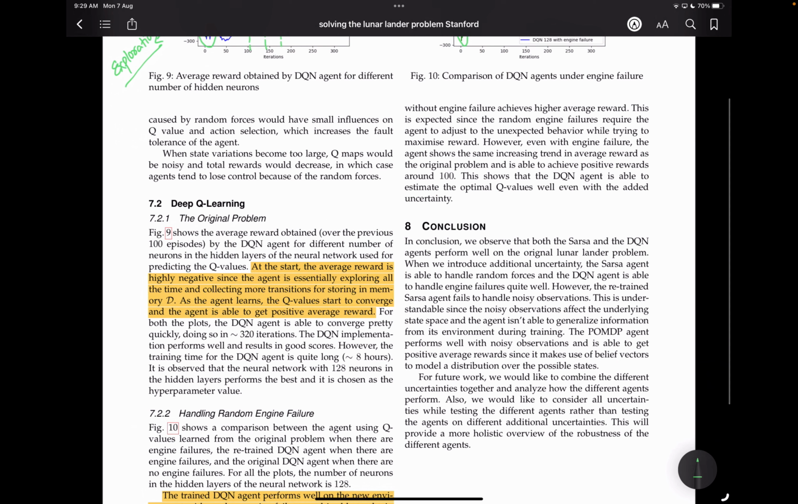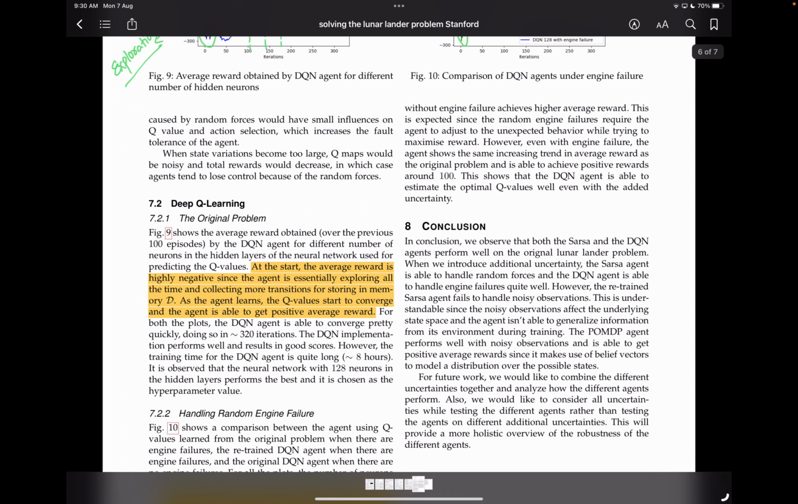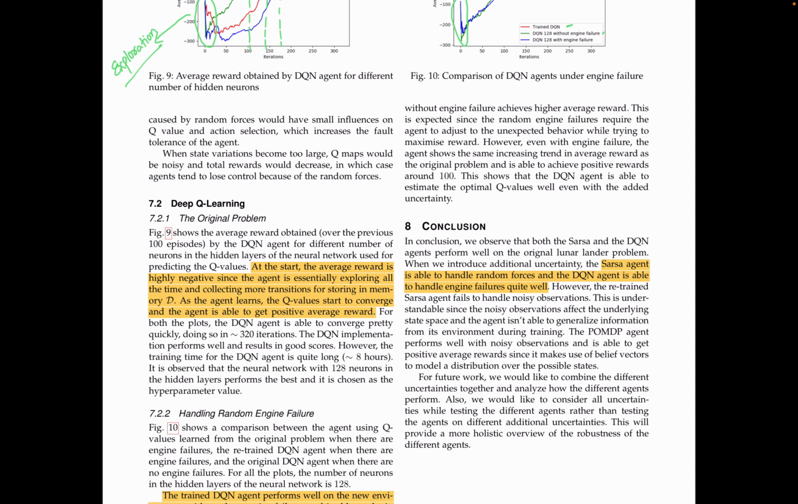So the conclusion about this paper is that we observed how SARSA and DQN agents performed for Lunar Lander, and we have seen that SARSA is able to handle the random forces, right, while the DQN agent is able to handle the engine failures quite well. However, retrained SARSA was failing to handle the noisy observations, and it's totally understandable that it will take the agent some time and iterations to get that fault tolerance in itself. And yeah, it comes from training, hyperparameter tuning and everything. And that is what I'll show you.